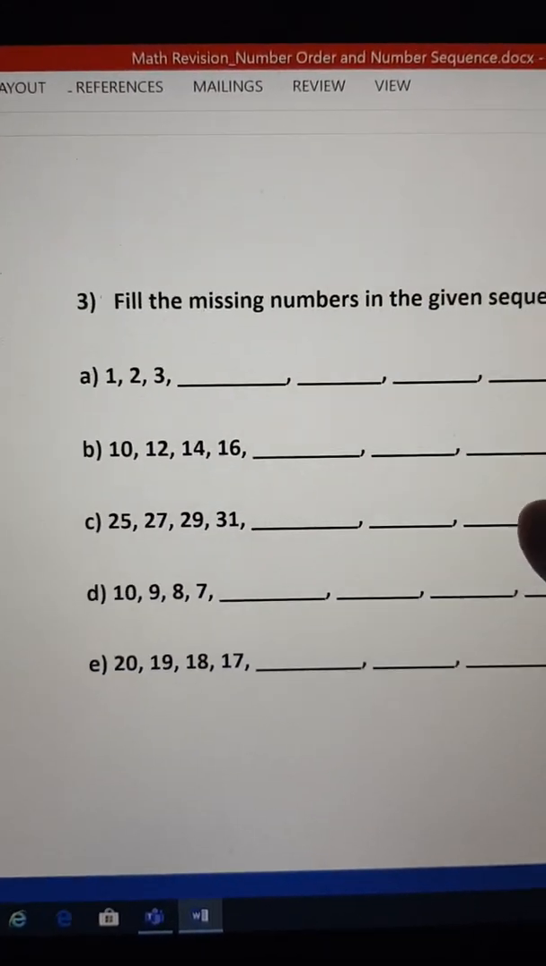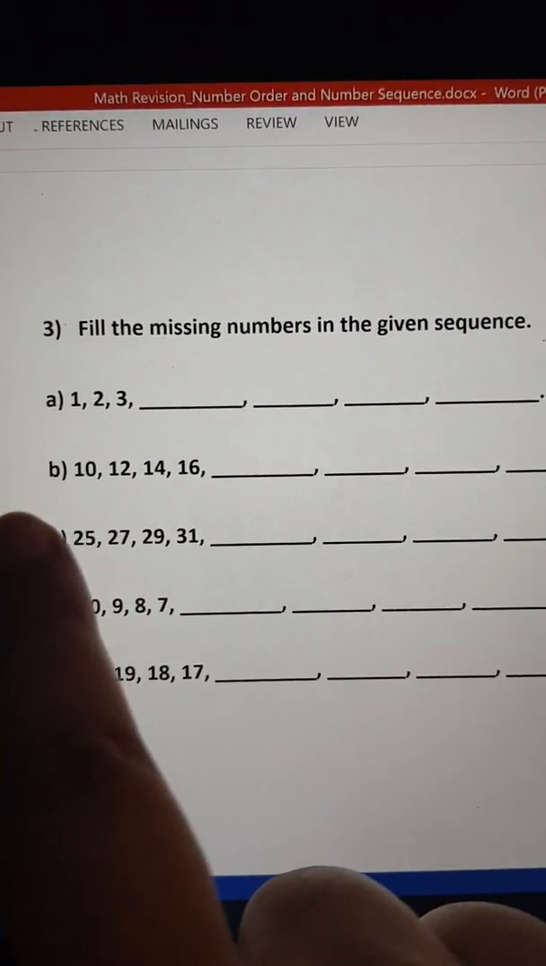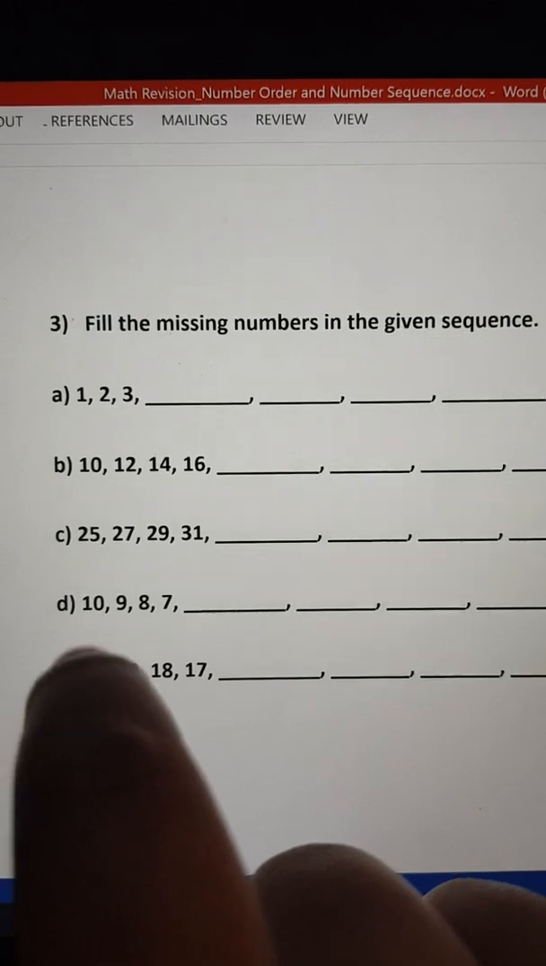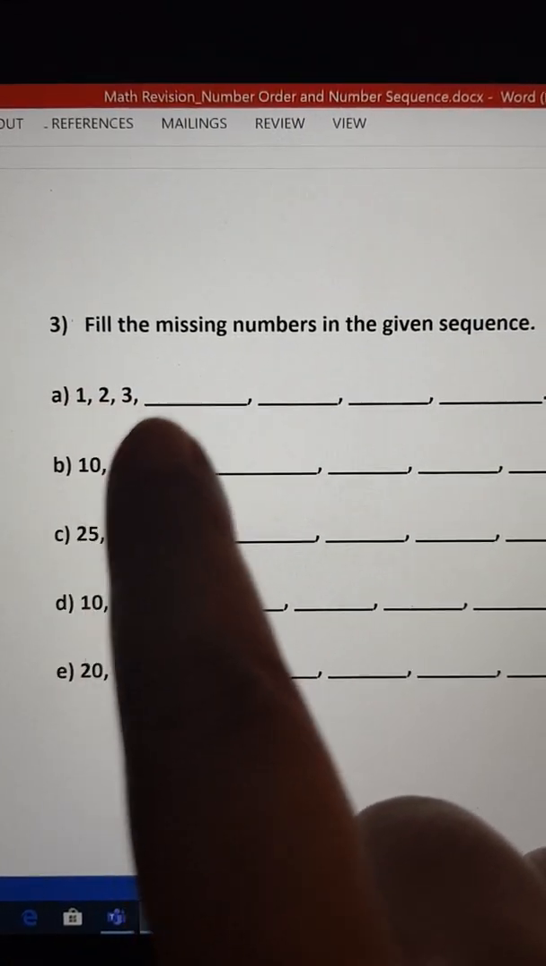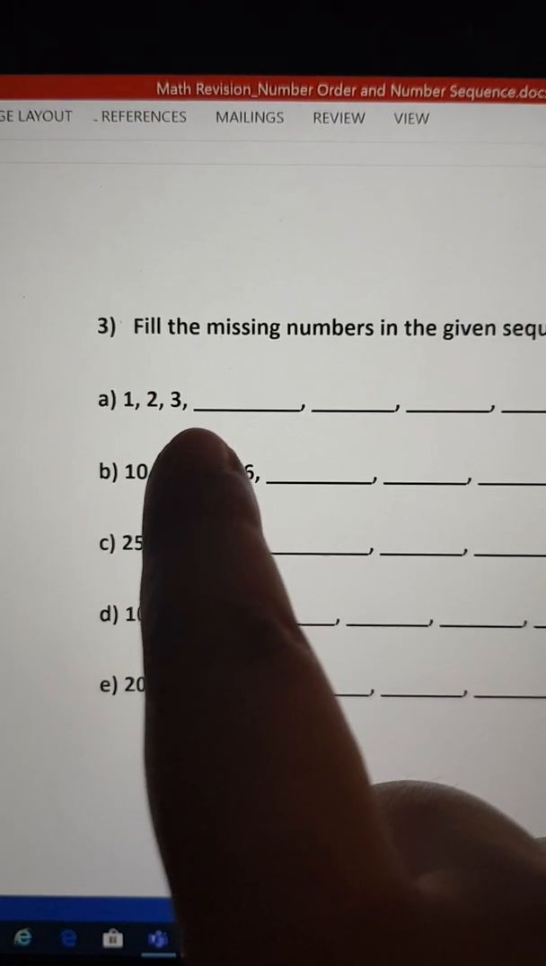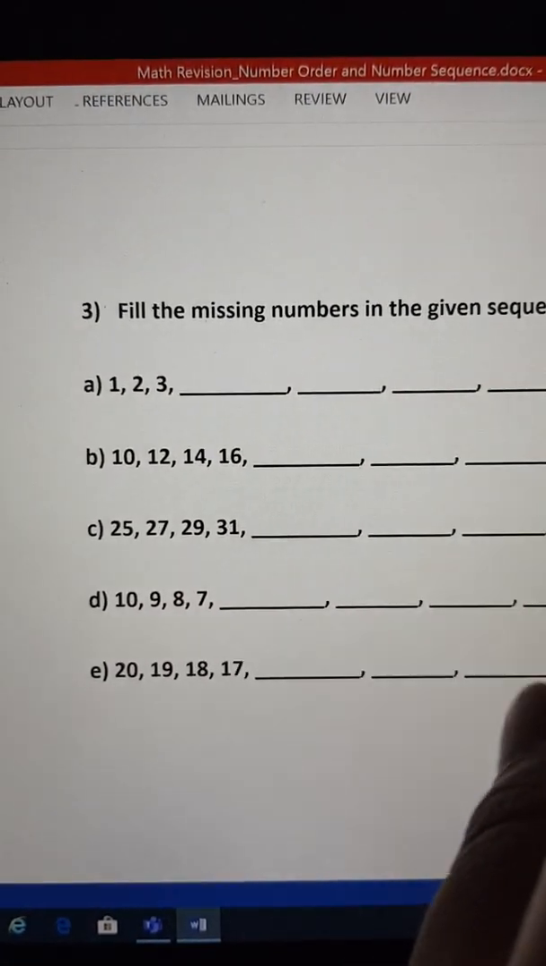Then there are some sequences you have to write. I have written down the first 3, 4 numbers. You have to follow the pattern and write the next 4 numbers. Like 1, 2, 3. It's a regular number pattern, right? So it will be 4, 5, 6, 7.